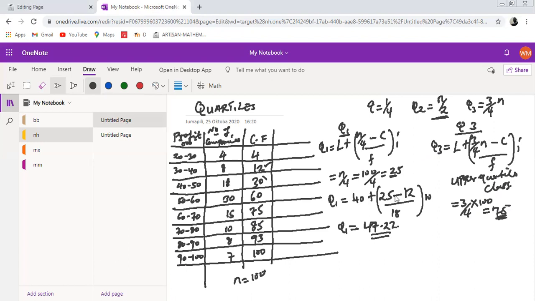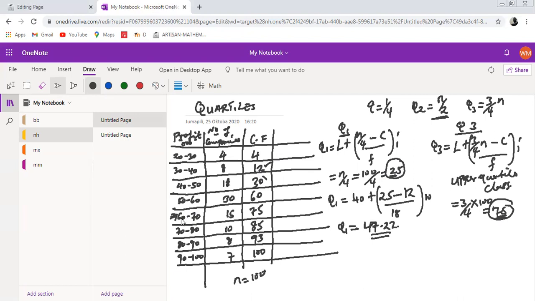The 75th, you normally locate in the cumulative frequency. So just go to the cumulative frequency and locate where 75 will be. So 75 is actually there. It is going to be in this particular class of 60 to 70.